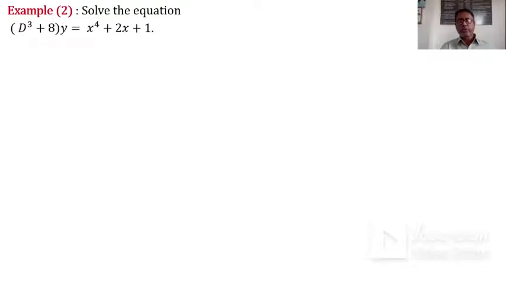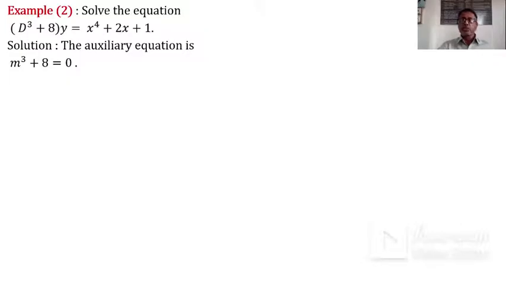Solve this equation: (D cube plus 8) y is equal to x to the power 4 plus 2x plus 1. Again, for this purpose, first we find the complementary function, and we know how to obtain the complementary function. For this, consider the associated homogeneous differential equation (D cube plus 8) y is equal to 0.